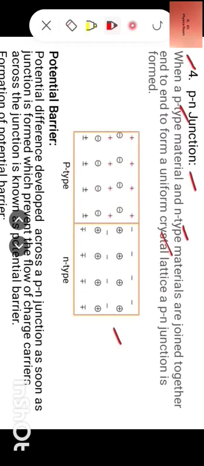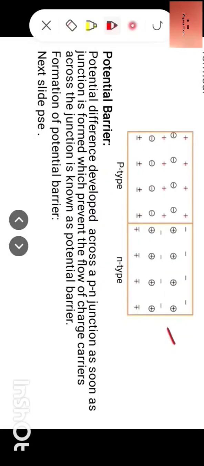Now, what happens when a p-n junction is formed? Then what happens at the junction? We have to look into it. A potential barrier is developed. Now, what is potential barrier? Let us try to understand.